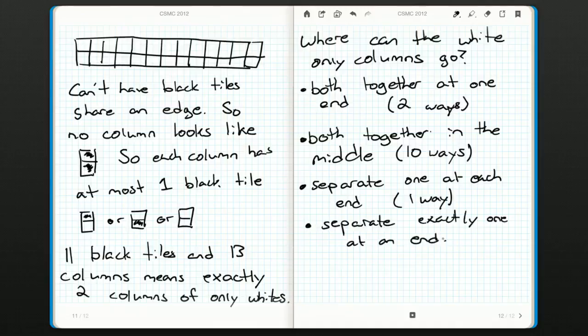So we could have them be separate and have exactly one of them at an end. How many ways can we do that? Well, we have two choices of the end. These columns of only white tiles, they're indistinguishable. But there's two ways to choose what end. And so if we chose this end, we can't have them together, so the other white column can't go here. It can't go at the other end, that's another case altogether. So we have 1, 2, 3, 4, 5, 6, 7, 8, 9, 10 different ways.